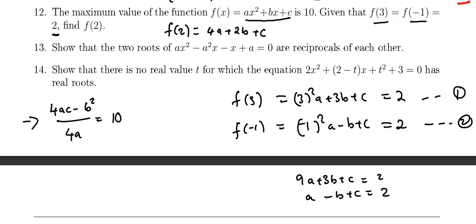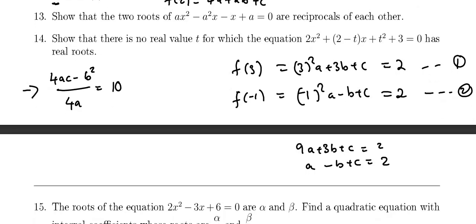Now, we already know from these two expressions here, we can make one of these to be the subject. So if I decide to say, from this expression, 4ac minus b squared is equal to 40a, meaning we're already having this expression. Then we can decide to make this to be uniform.